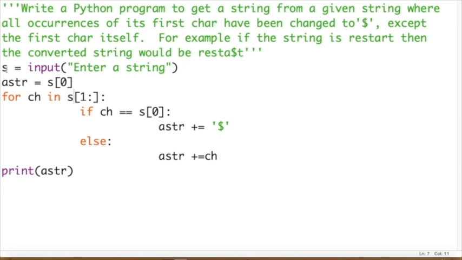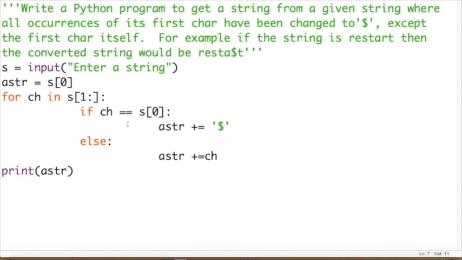Now, one thing to be kept in mind is that we will be needing this extra string variable astr, as the changes can't be done on the original string s, as strings in Python are immutable, right? So we have to consider the immutability of a string. Since strings are immutable, we cannot make any changes on s. S cannot be changed, so we cannot have a syntax in this code where we change the value of s directly or any character within s directly, right?